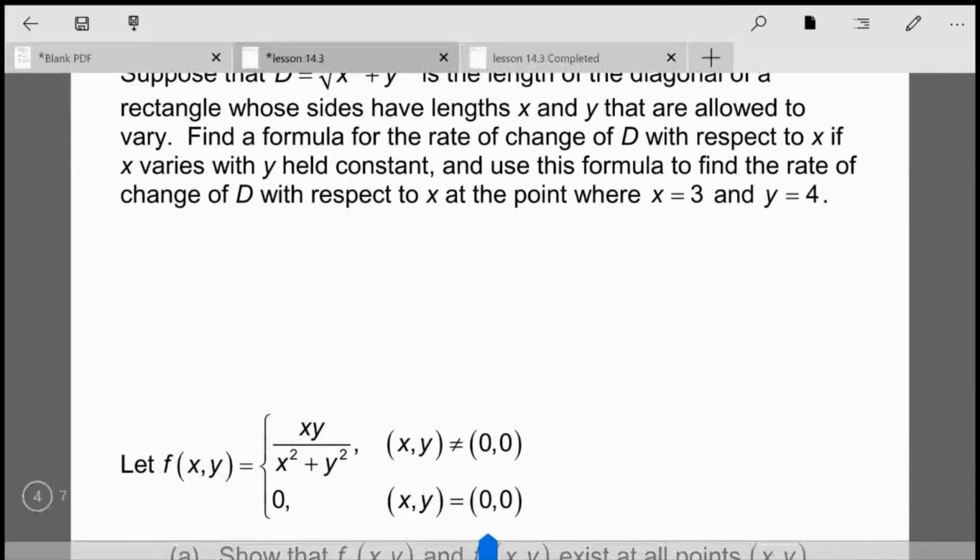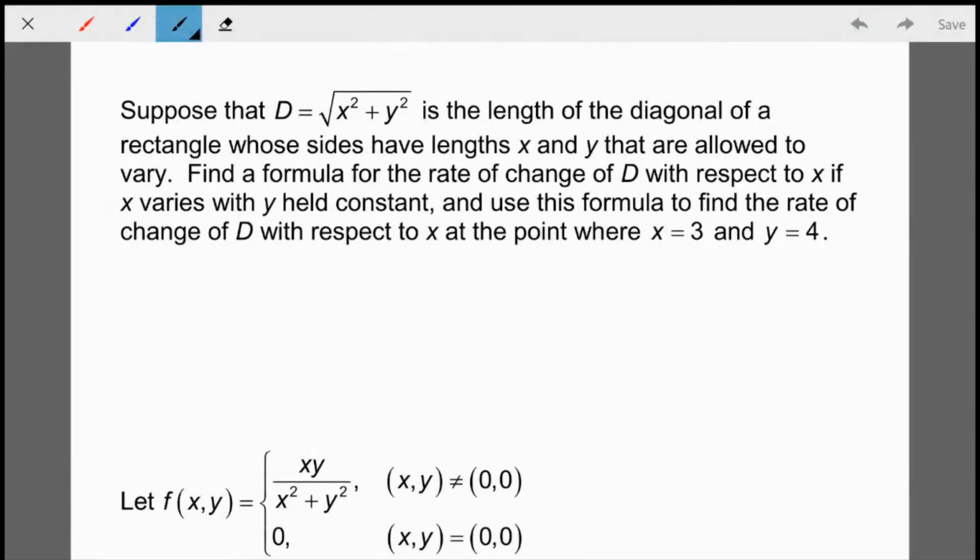So this isn't really a difficult problem, but I just wanted to show you what we can do on problems like this. So we have d is equal to the square root of x squared plus y squared. Now remember, we want the rate of change of d with respect to x. So I'm going to do this in a slightly different way than what you might anticipate. I could just take the derivative of this in that form. It's going to be a little bit messy. I can use the chain rule. But I could also rewrite this as d squared is equal to x squared plus y squared.